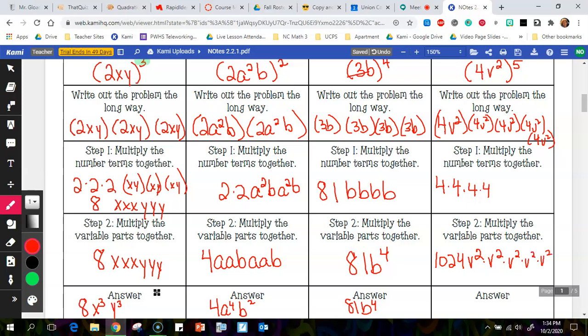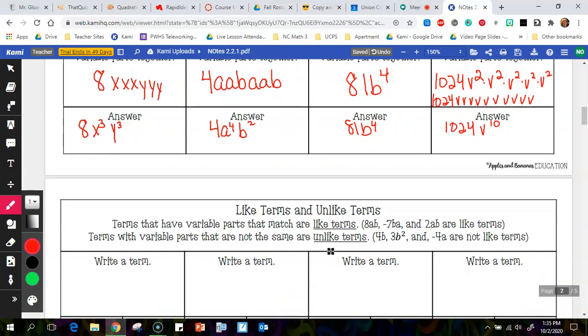five times. And what I'm going to do is, if I wrote this out the really long way, I would write 1,024. 1, 2, 3, 4, 5, 6, 7, 8, 9, 10. So that is v to the 10th power. 1,024 v to the 10th power. So just to illustrate, everything in the parentheses has to be raised to that power, whatever that power is.